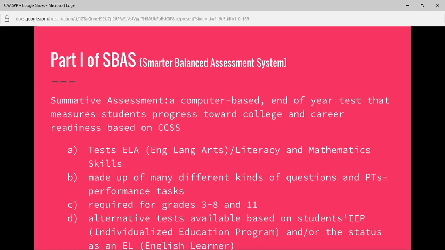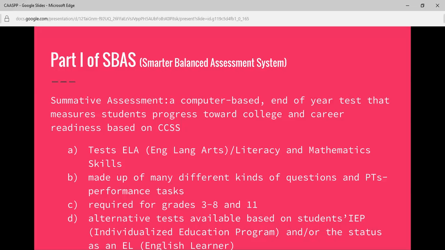Furthermore, this test has what are called PTs, or performance tasks. These are, and I'll quote, extended activities that measure a student's ability to integrate knowledge and skills across multiple standards, which is a key component of college and career readiness. This assessment is required for grades 3 through 8 and 11.